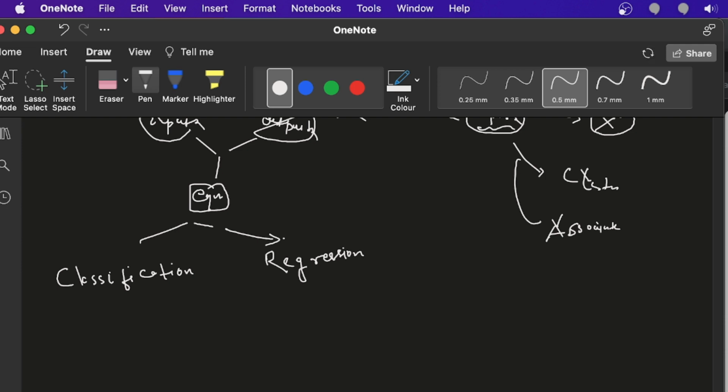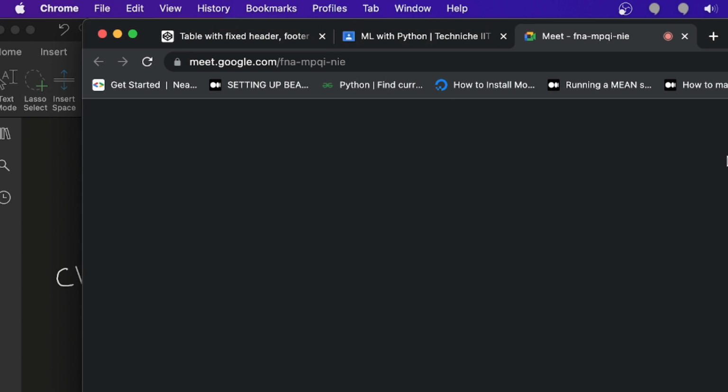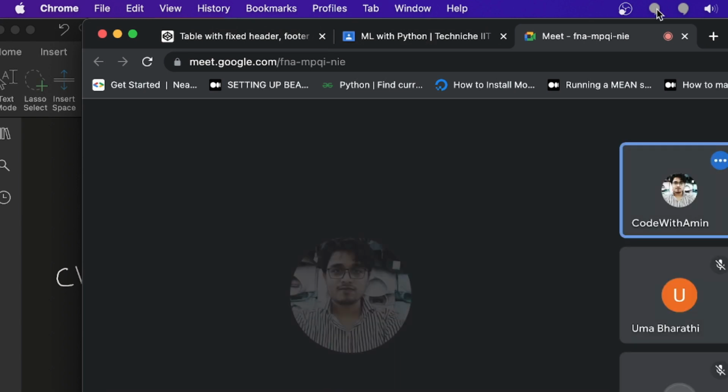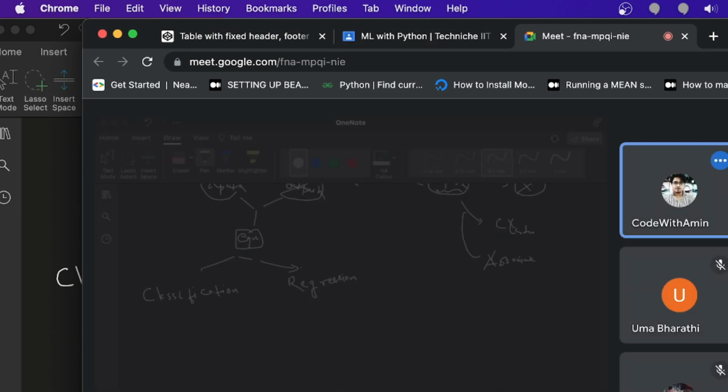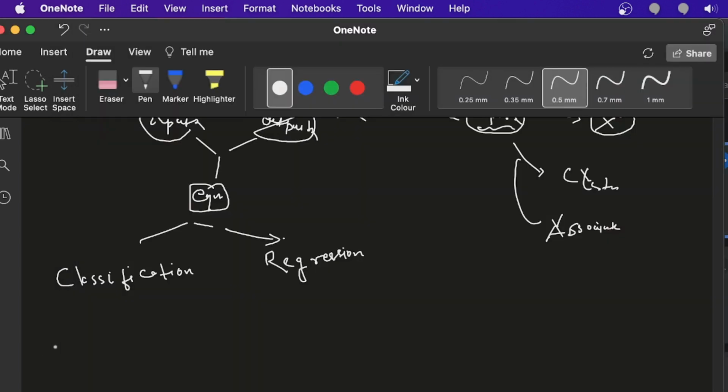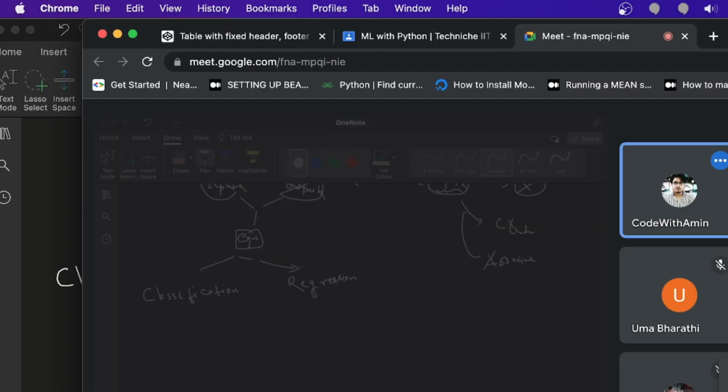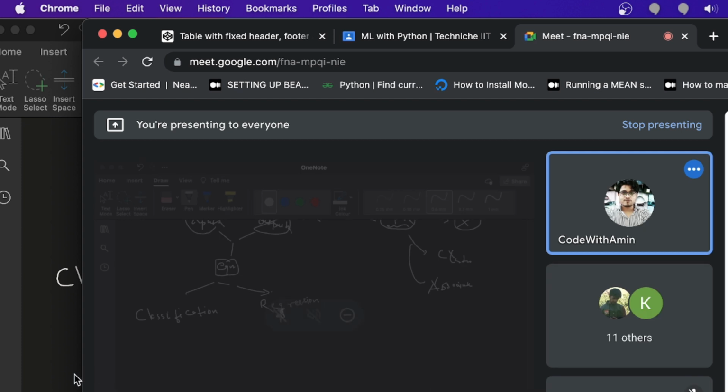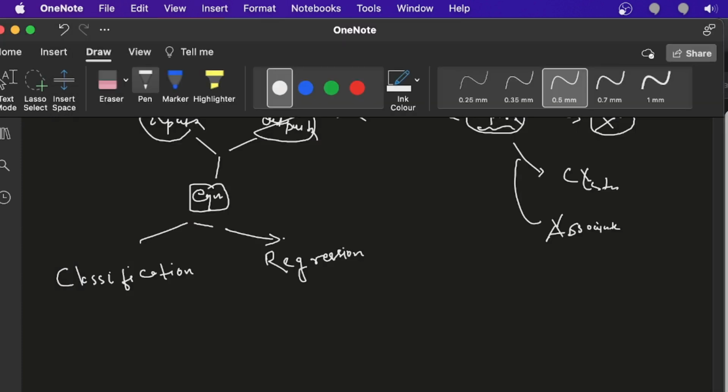It is good, but could you explain briefly? In regression, output is continuous.